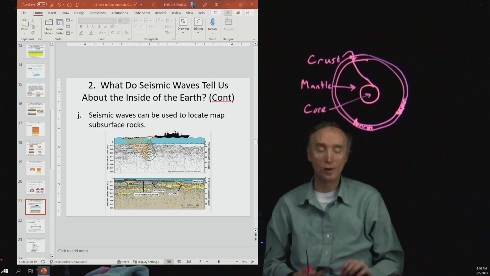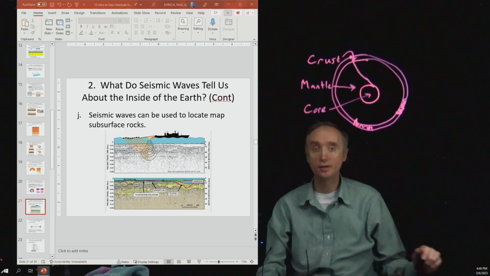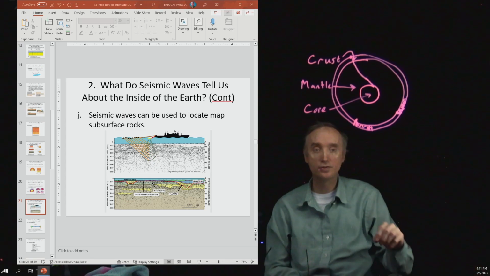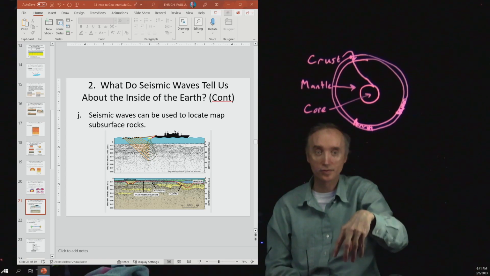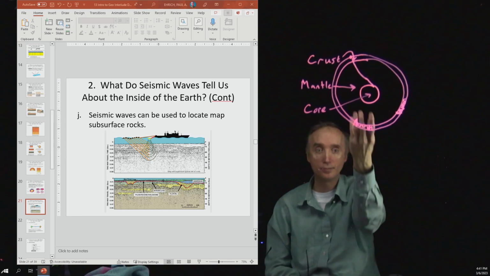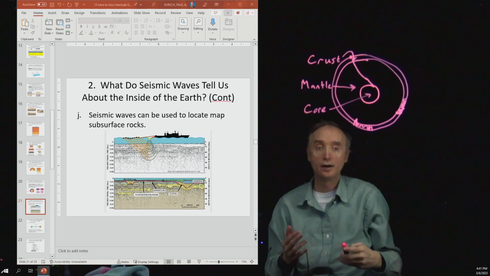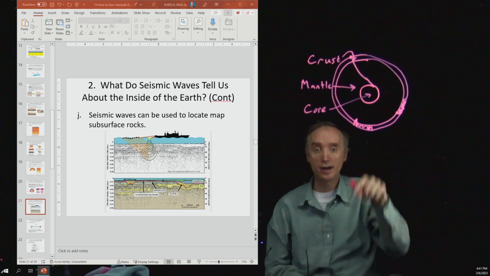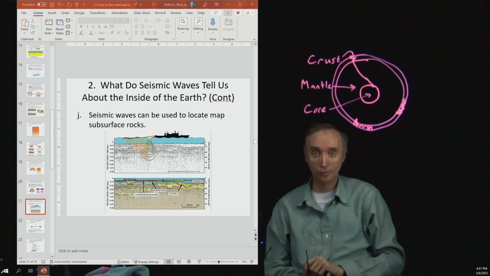Okay, another way that we could use seismic waves is the same way that a ship uses sonar to find a submarine. So a ship is going to send down a pulse of sound. It's going to bounce off the submarine and then come back up to the surface. And then by knowing the amount of time it took, and by knowing the speed of the sound, they can figure out how deep the submarine was.